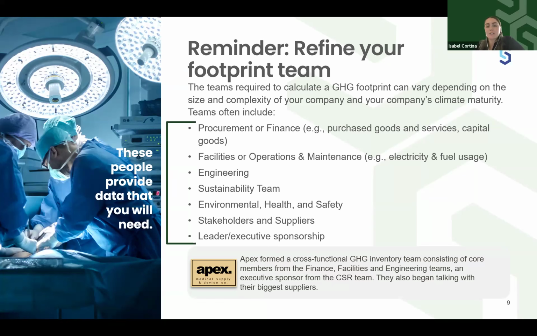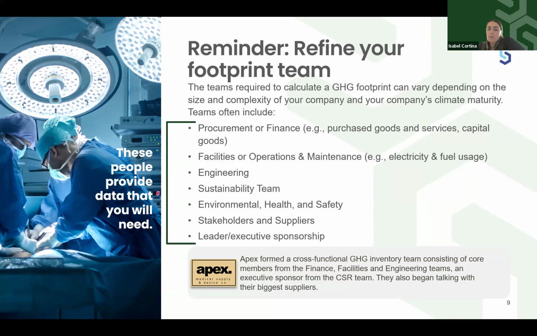Your facilities or operations teams, you probably leveraged for Scope 1 and 2, but there are some categories that will likely be relevant to them in Scope 3 as well. Your engineering teams may have insights. Your sustainability teams will probably play a big role in your footprinting, and so it'll be important to engage them. Depending on your organizational structure, your environmental health and safety teams could play a big role, especially when thinking about facilities management and operations. You'll also potentially want to work with stakeholders and suppliers because they may have better information on your supply chain emissions than you have within your internal organization.